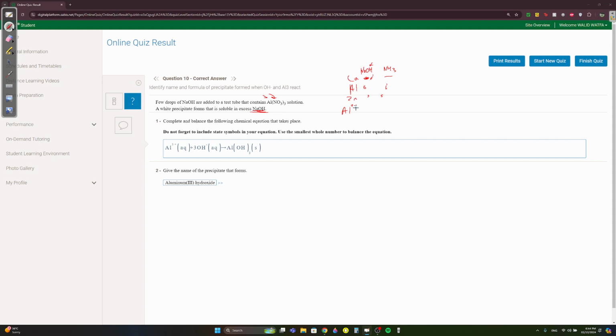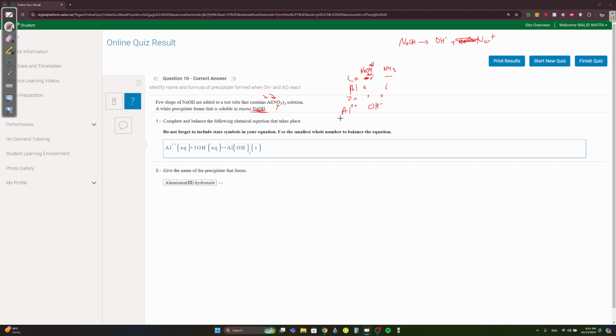Al3 plus. How do you know it's 3 plus? Because NO3 has a subscript of 3, so that's the charge of Al. So you have Al3 plus. When you add it to NaOH, what's it reacting with? Always the OH minus. This is what we care about, because when you dissolve NaOH in water, you get OH minus and Na plus.